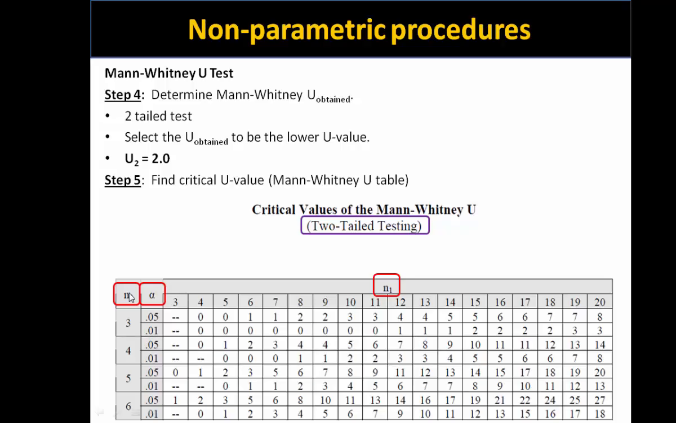Recall, the Mann Whitney U test only compares two groups. So we see that in the second group we had 5 scores, or 5 participants. We had 5 scores, or 5 participants in the first group. And going with the 0.05 level, we see that we have a critical U value of 2.